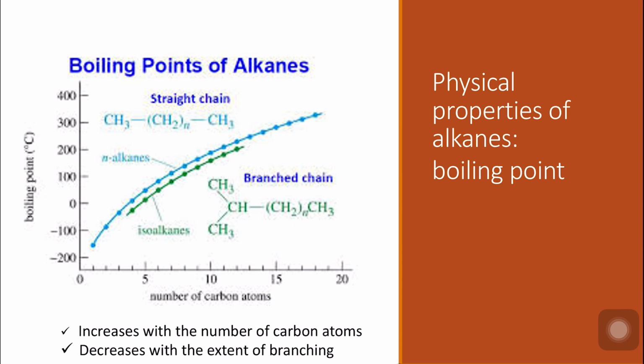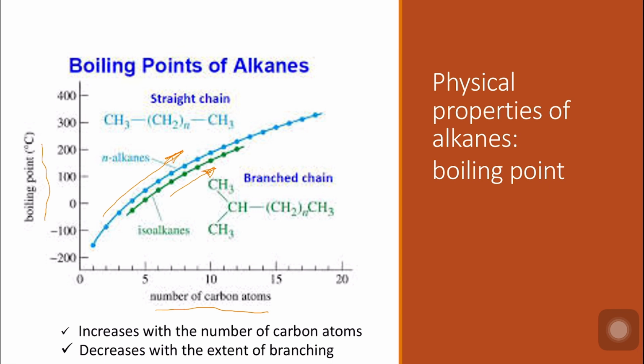There is a trend for alkanes. If you see in this graph here, this is a graph that shows you the relation between the number of carbon atoms and the boiling point. As you see, as the number of carbon atoms in a chain increases, the boiling point increases. And it's the same case for the branched chain. But you'll notice that the branched chain has a lower boiling point in comparison to the straight chain that has the same number of carbons.